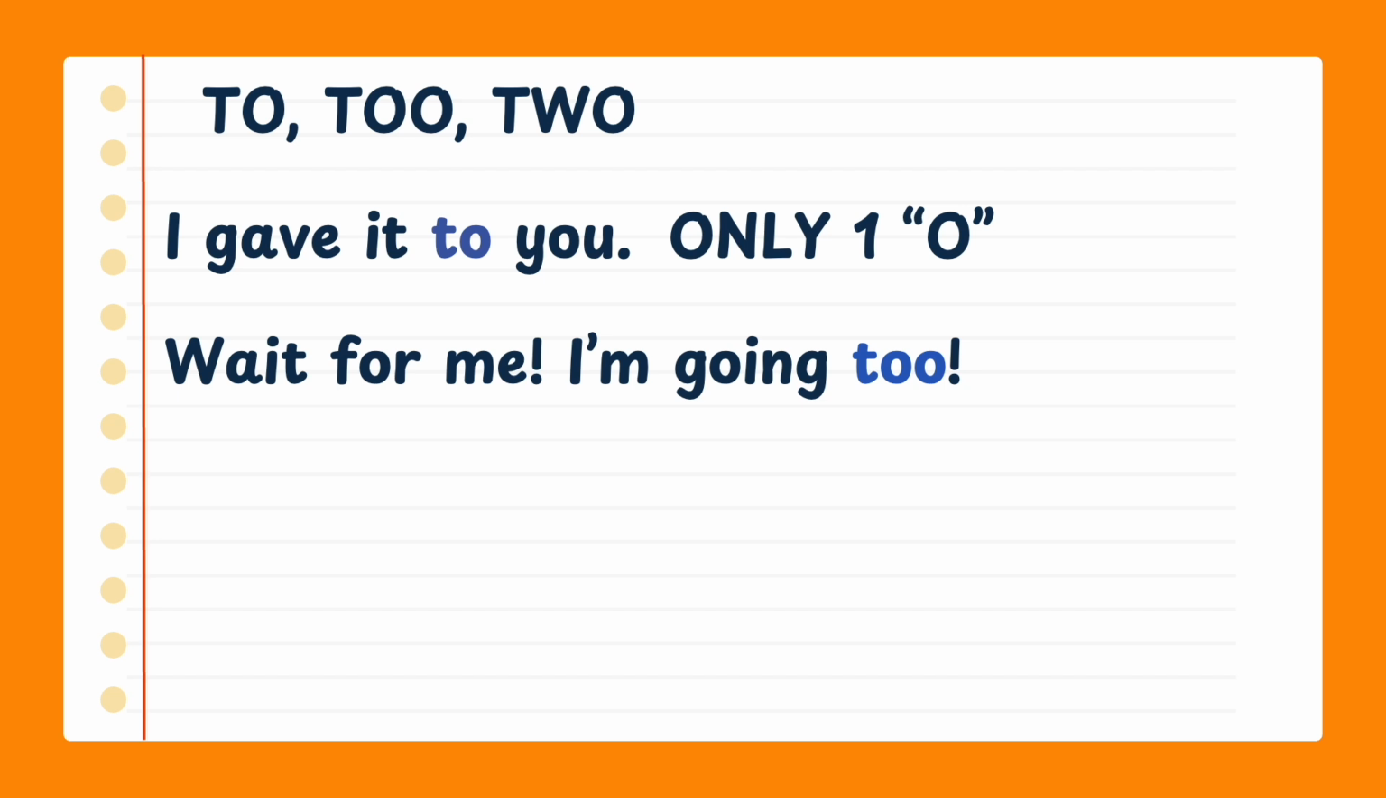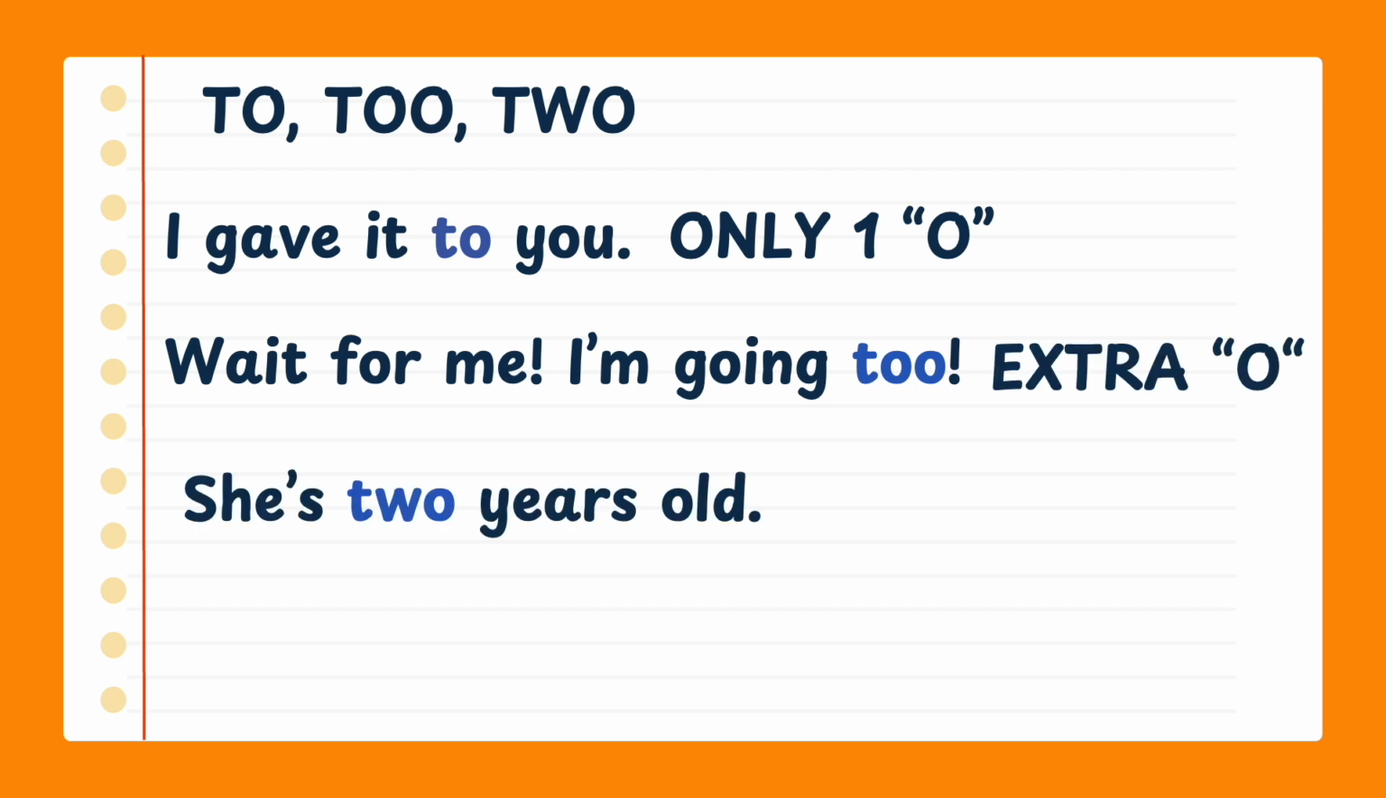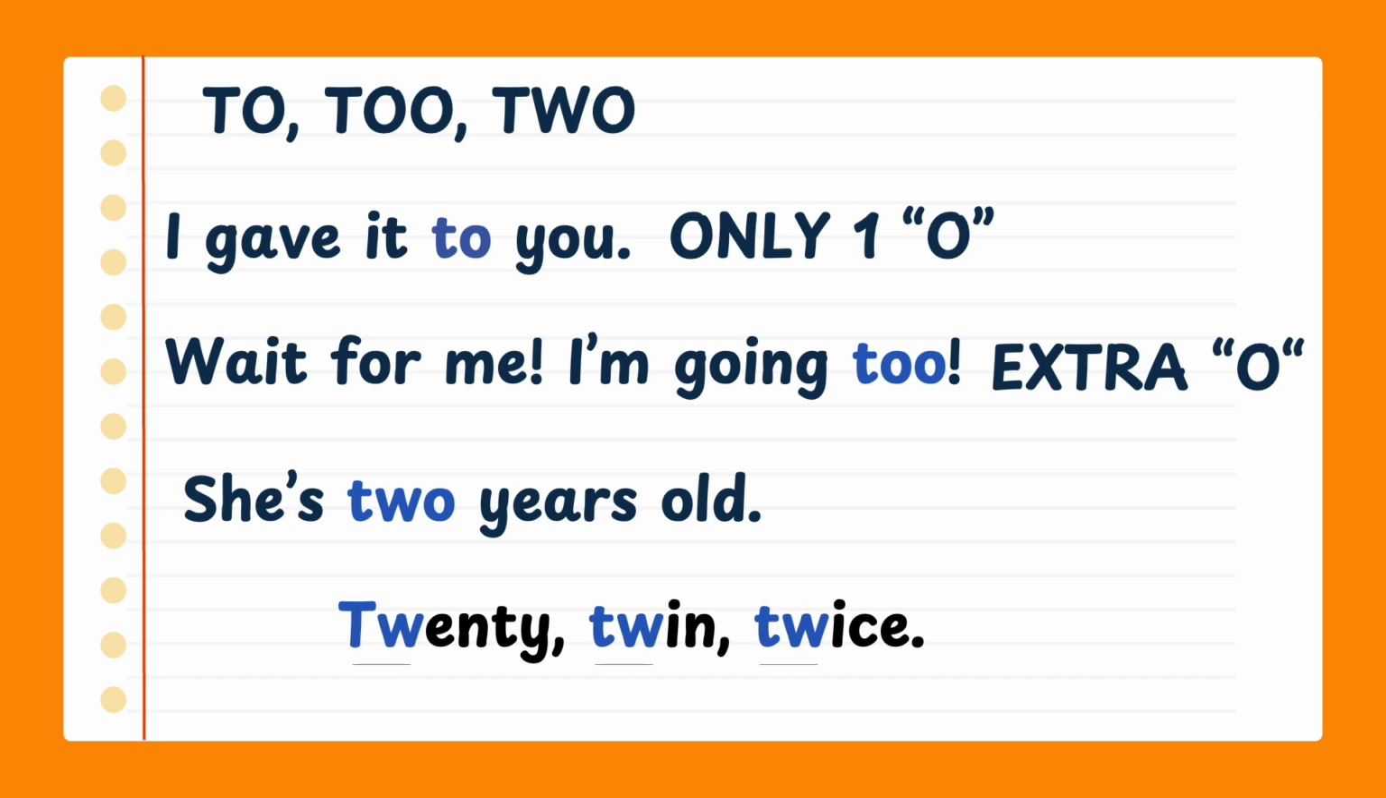This little trick can help us remember to add an extra O to indicate more. Two, as in she's 2 years old. Link to words like 20, twin, or twice. Take a look at these words, by the way. Can you see how the TW spelling is actually used in words that are somehow related to the number 2?